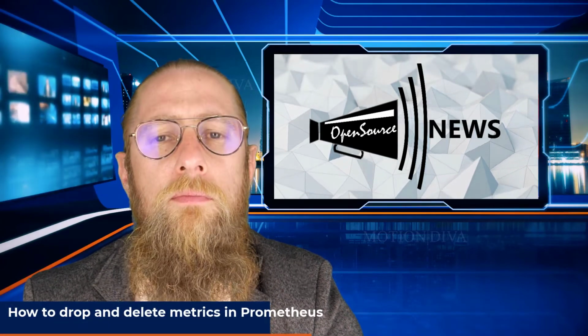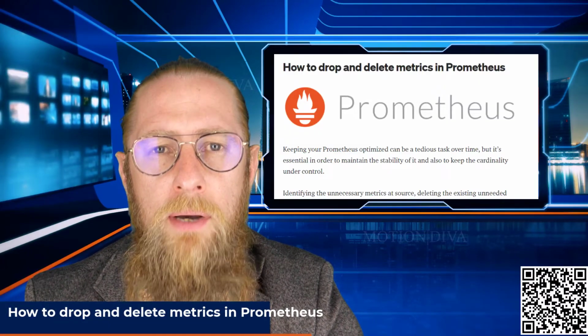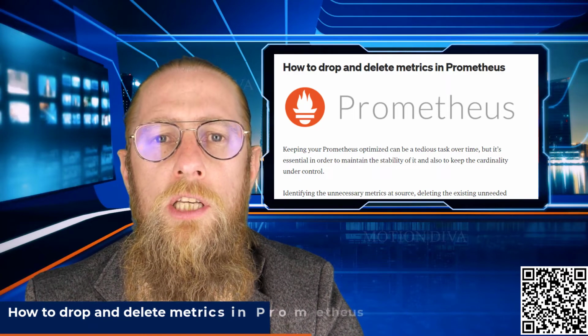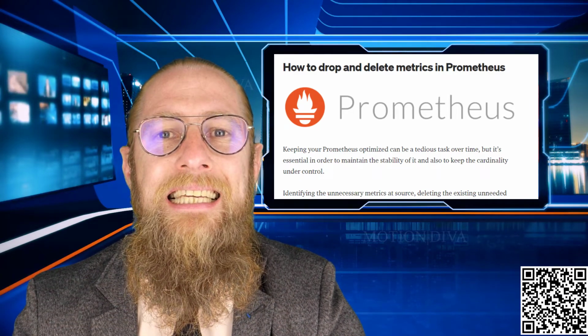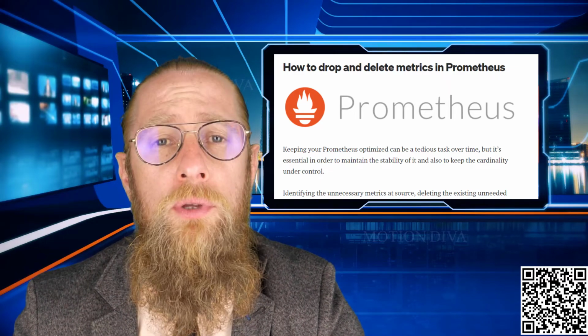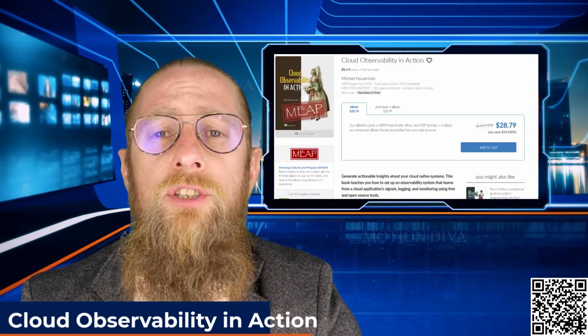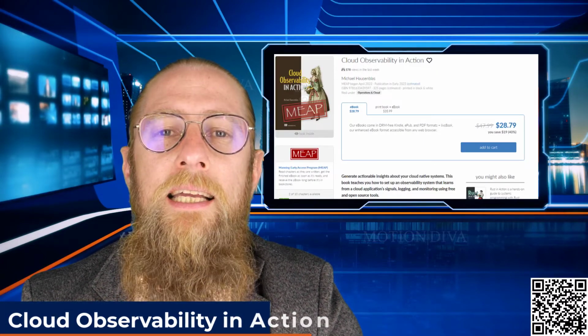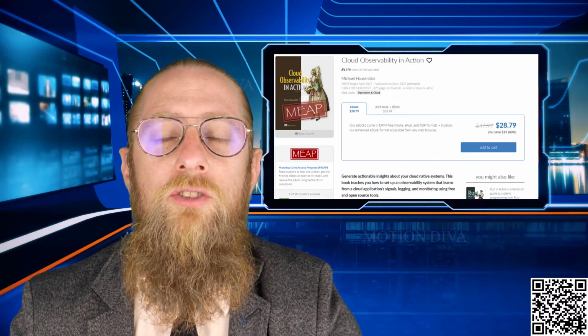How to drop and delete metrics in Prometheus. This blog, written by Timecodes, shares tips and tooling around metrics, leading to a more reliable operation for the popular monitoring tool Prometheus. Cloud Observability in Action. This book, Cloud Observability in Action, is written by Michael Hausenblas and is currently available for reading, so please check it out.